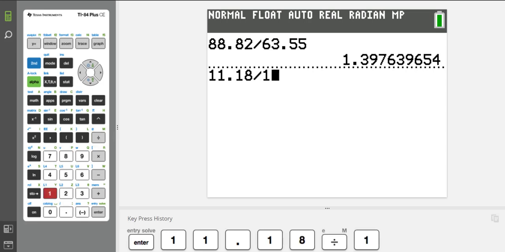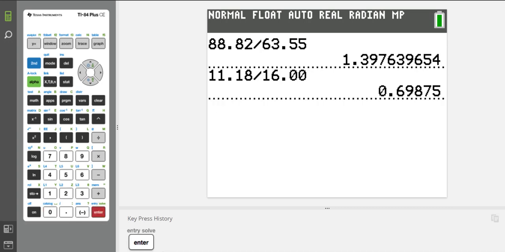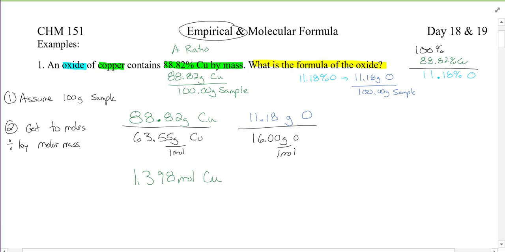11.18 divided by 16. Now, do I need to put the 0.00 in there? No. If I write 0.00, it's the same thing as having 16. So there's really no point in doing it. 0.69875. So 4 sig figs, 698. That's going to be, since it's a 5, 0.6988. Oh, don't want to use green. I want to use blue. 0.6988 moles of oxygen. So that's technically my mole ratio of copper to oxygen.